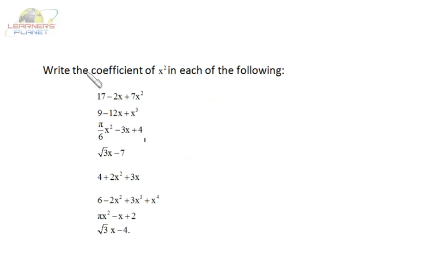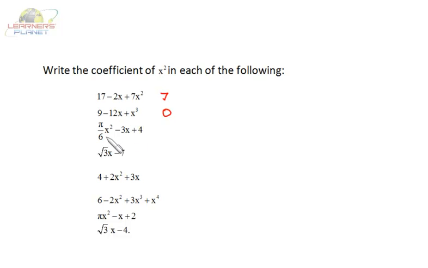Now, in this case, we have to write the coefficient of x square in each polynomial. Now let's see over here. It is 17 minus 2x plus 7x square. Now what is the coefficient of x square? It is 7. In this case, the coefficient of x square is not seen over here, so it will be 0, since there is no term of x square.